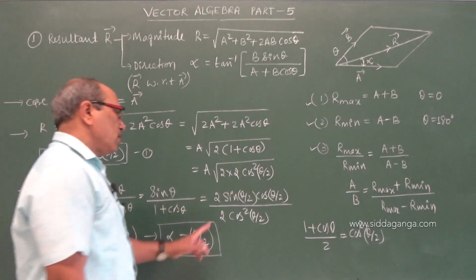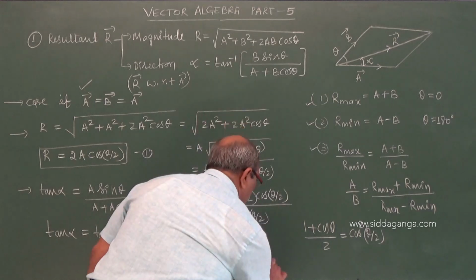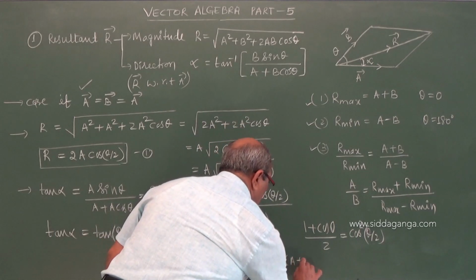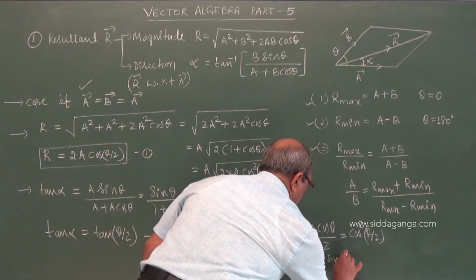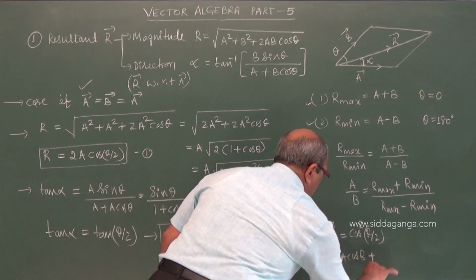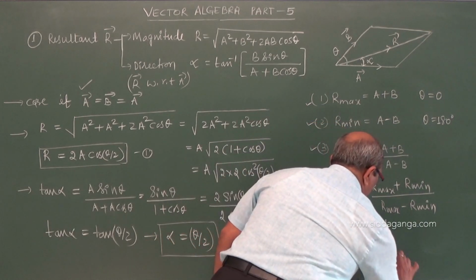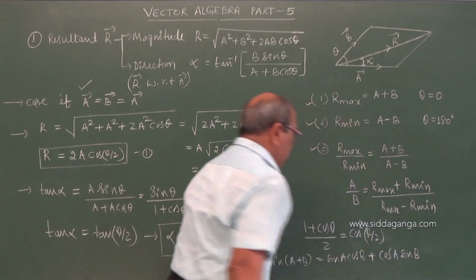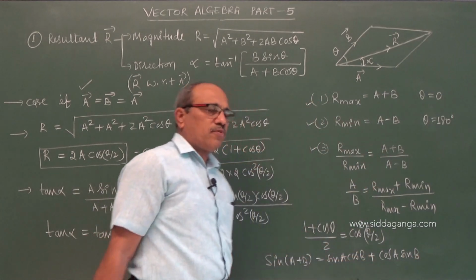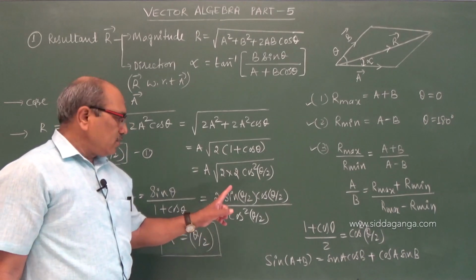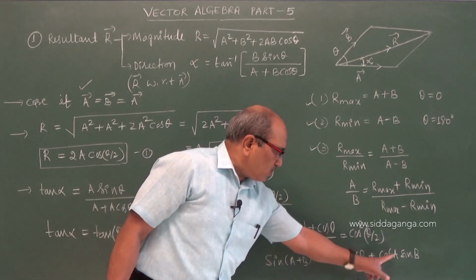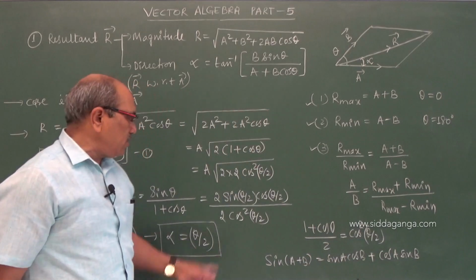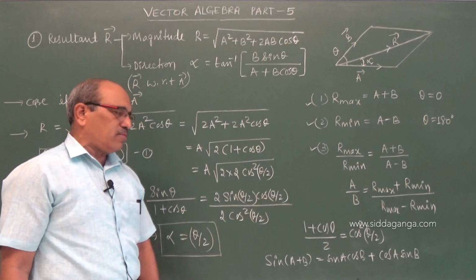Trigonometric function. And this sin of a plus b can be written as sin a cos b plus cos a sin b. Both are same, theta by 2, theta by 2. Therefore, I write 2 times sin theta by 2 cos theta by 2, cos theta by 2 sin theta by 2. Same. Therefore, it is 2 sin theta by 2 cos theta by 2.